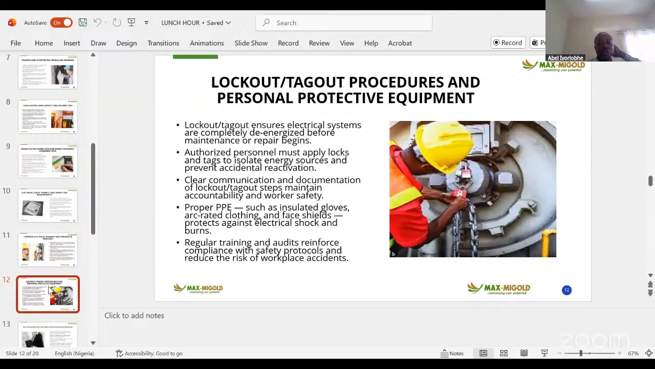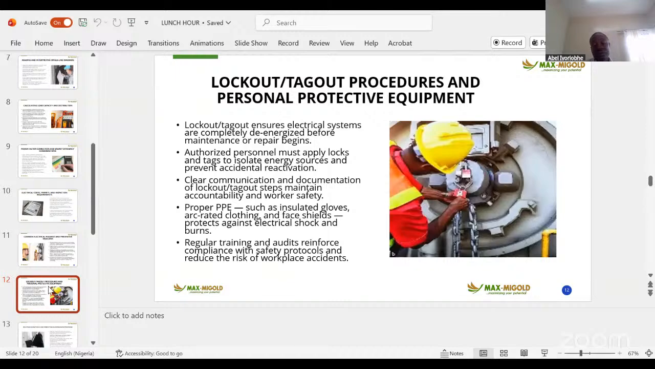Clear communication and documentation of lockout and tagout steps maintain accountability and worker safety. Proper PPE such as insulated gloves, arc-rated clothing, and face shields protect against electrical shock and burn.